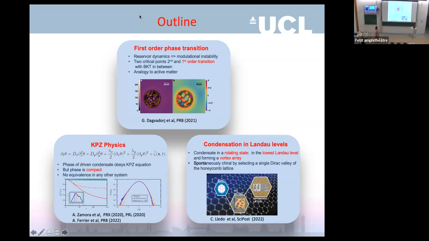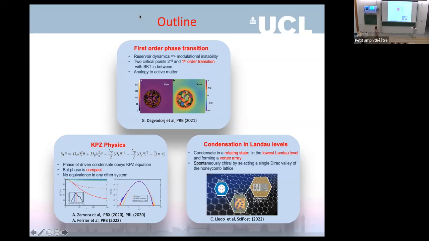So people looking at active matter in a biophysics context. I will talk about that a little. Then we have the whole session, I believe, next week on KPZ. But we have done quite a lot of work on KPZ, which is another non-equilibrium phenomenon very specific to driven dissipative systems, to active matter. And I will talk about how our light matter condensates can be a good example of those. And then if I have time, I will talk about condensation in Landau levels.